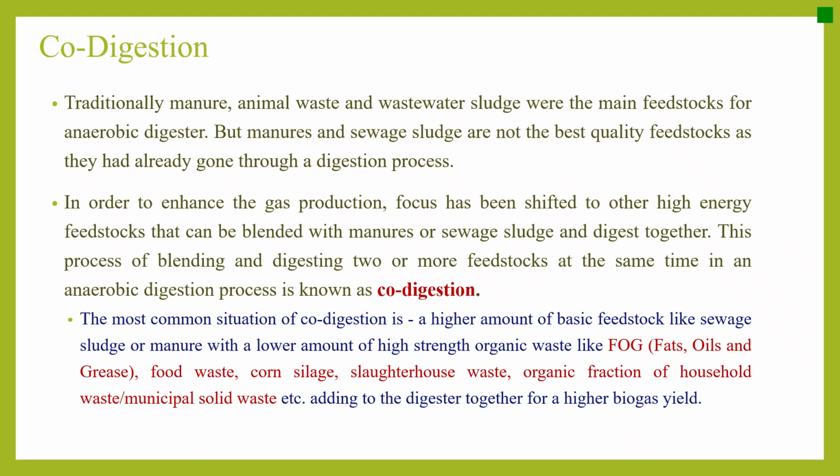This process of blending or digesting two or more feedstocks at the same time in an anaerobic digestion process is known as co-digestion. The most common situation of co-digestion is a higher amount of basic feedstock like sewage sludge or manure with a lower amount of high-strength organic waste like FOG, food waste, corn silage, slaughterhouse waste, organic fraction of household waste, etc., added to the digester together for a higher biogas yield.